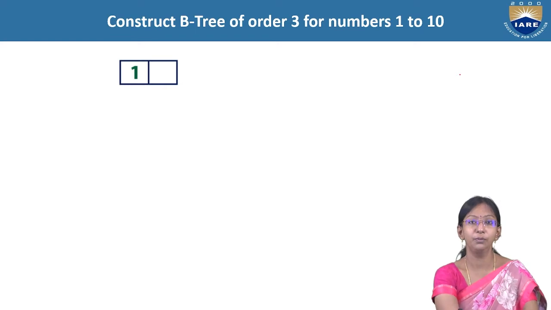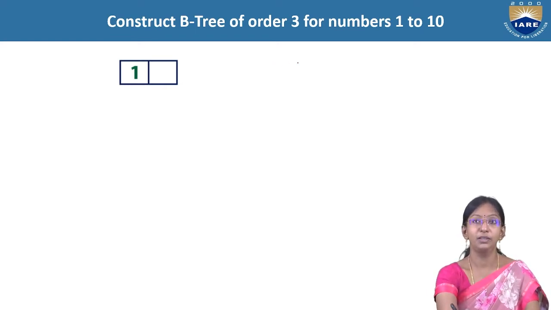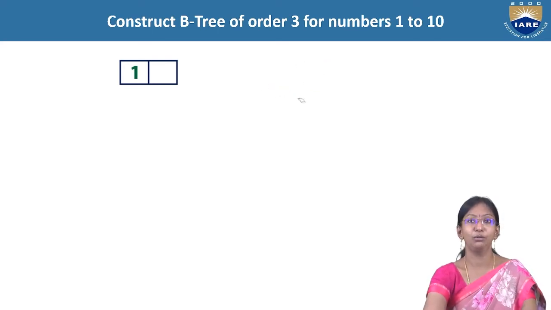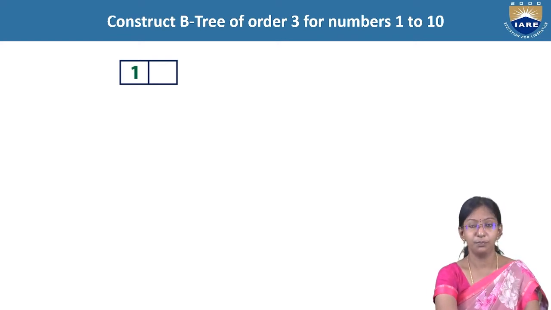Let's look at this picture. I'm trying to construct a B tree of order 3. Order 3 means it will have a maximum of 3 children and 2 key values. I'm trying to construct a B tree of order 3 for the values 1 to 10, that means 1, 2, 3, 4, 5, 6, 7, 8, 9, 10. Initially I have taken a node, which is empty basically.